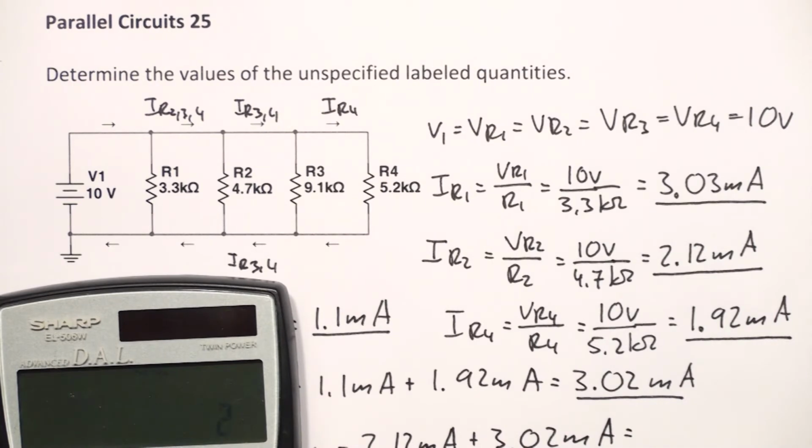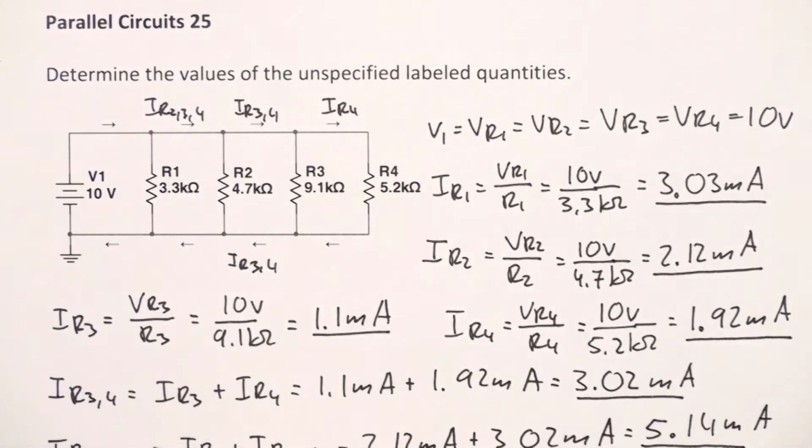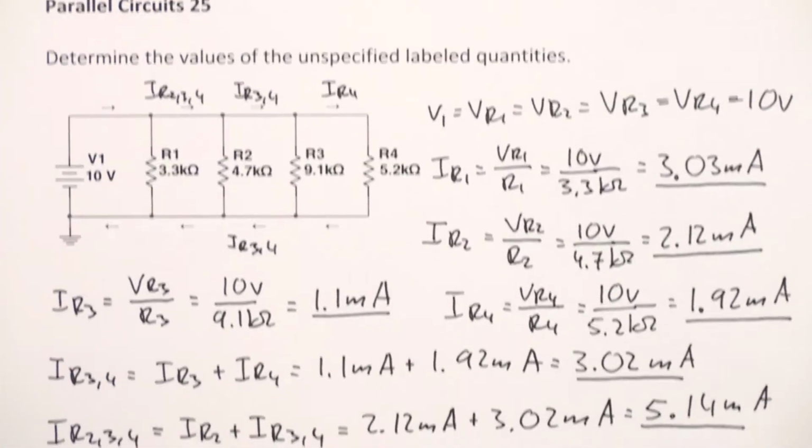So this is 2.12 exponent 3 negative plus 3.02 exponent 3 negative. This is equal to 5.14 milliamps. So this is current I2 3 4. I have to move this up.